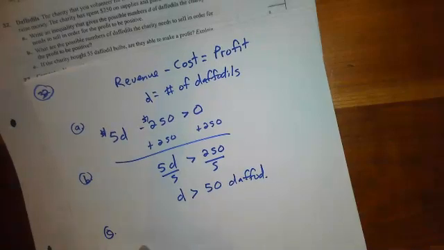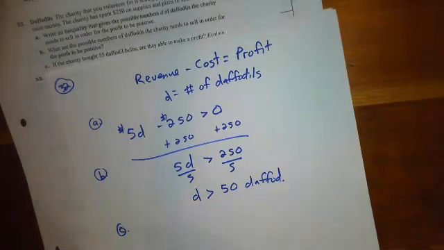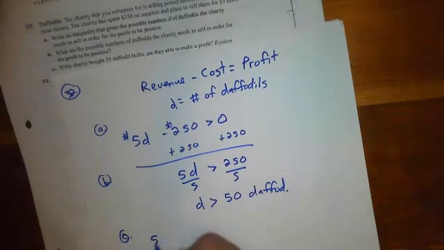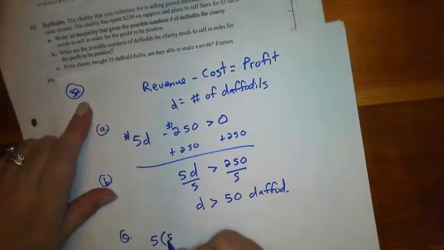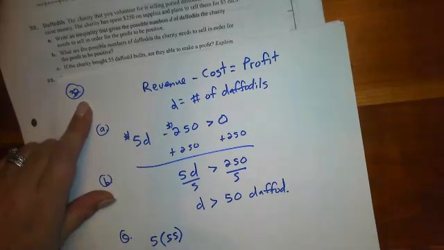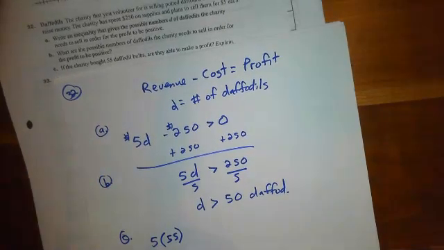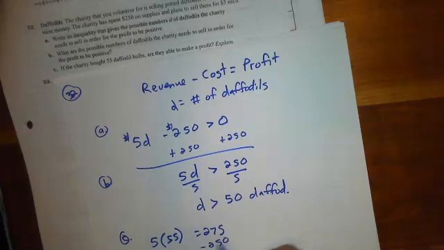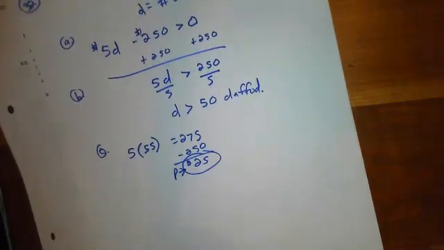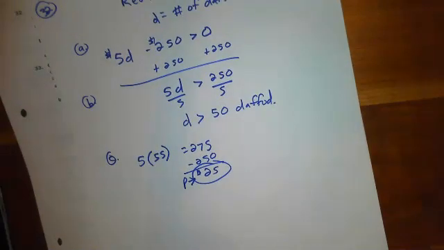Okay, let's see what C says. If the charity bought 55 daffodil bulbs, are they able to make a profit? Okay, well, let's see what we've got here. We are going to do $5 times, what did it say, 55 daffodils, right? So 5 times 55, you should know that. 5 times 55 is 275, okay? And it says we spent 250. So yes, we will make a profit of $25 if we sell 55 daffodils, okay?